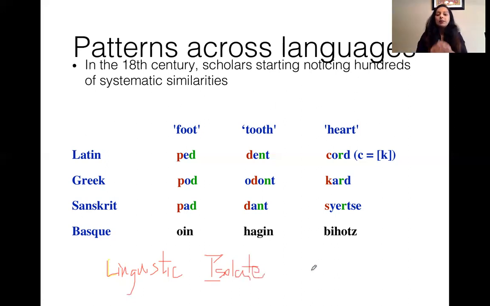Isolate. Basque is a language isolate, or a linguistic isolate, because it doesn't have known connections to any other language in the world. But Latin, Greek, and Sanskrit, we can trace back to one common language that they originated from.